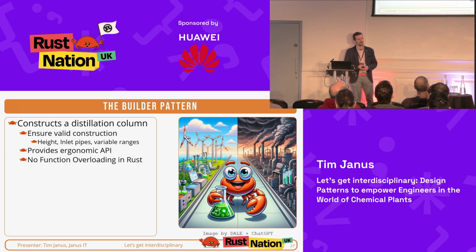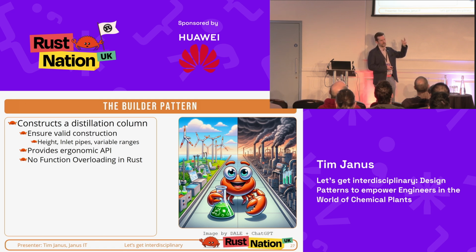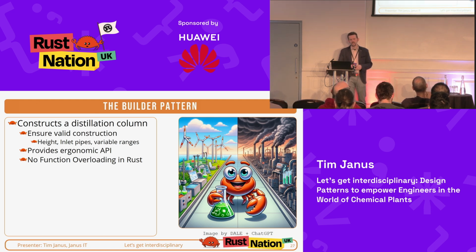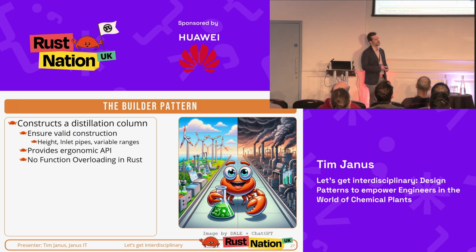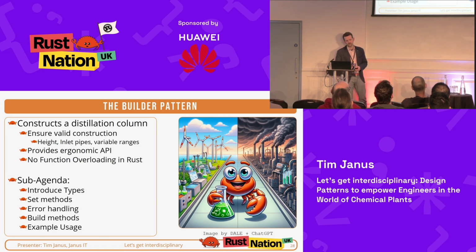And for our running example, we will now construct a column in a way that satisfies all these requirements we have, like you need at least 3 stages because you have a reboiler, at least 1 distillation stage and a condenser in these descriptions, and there are other requirements. And the builder pattern is very often seen in Rust because, in contrast to other languages, we don't have function overloading. And so that's a nice way to go around this obstacle. So we will now start by just introducing types in Rust.